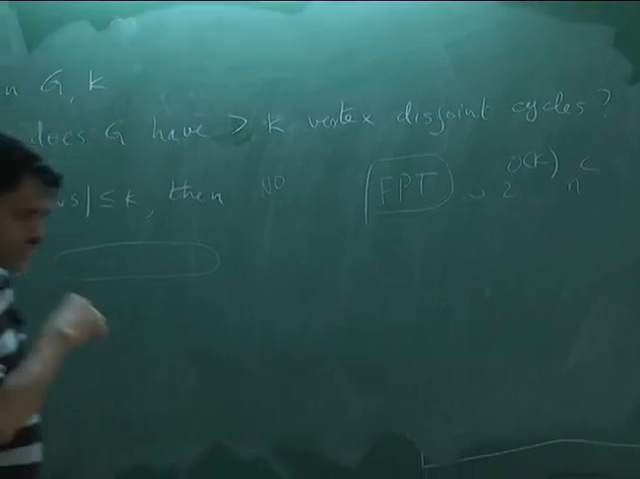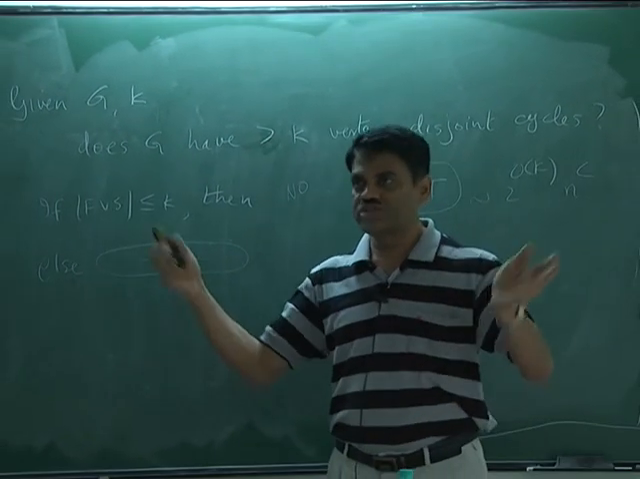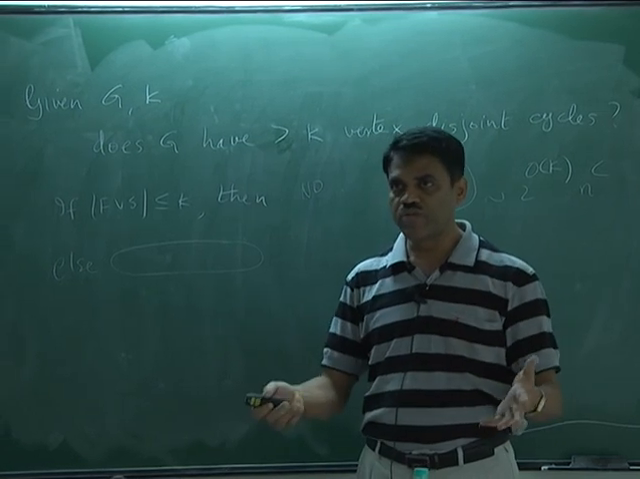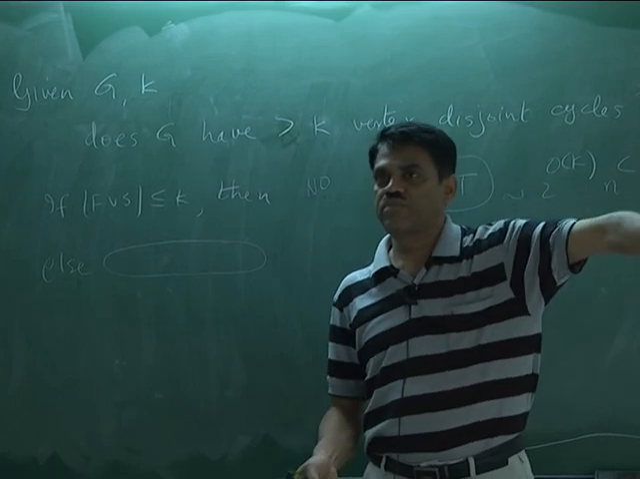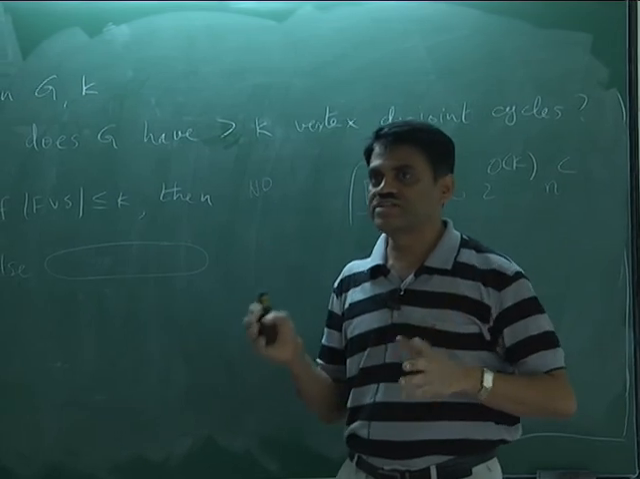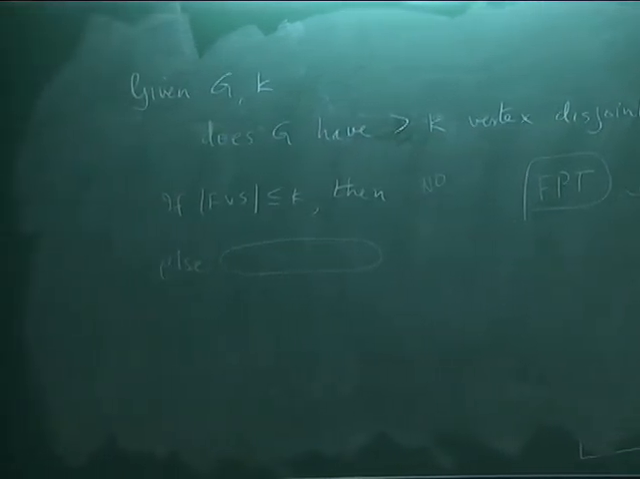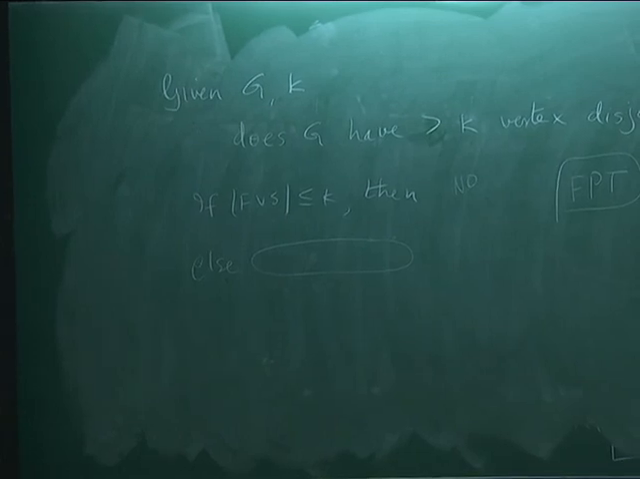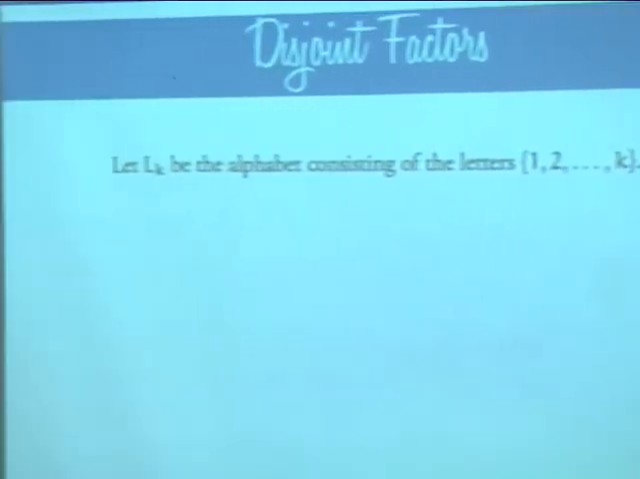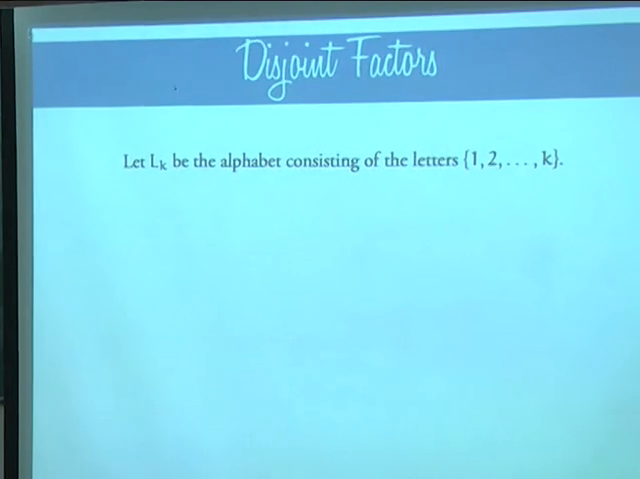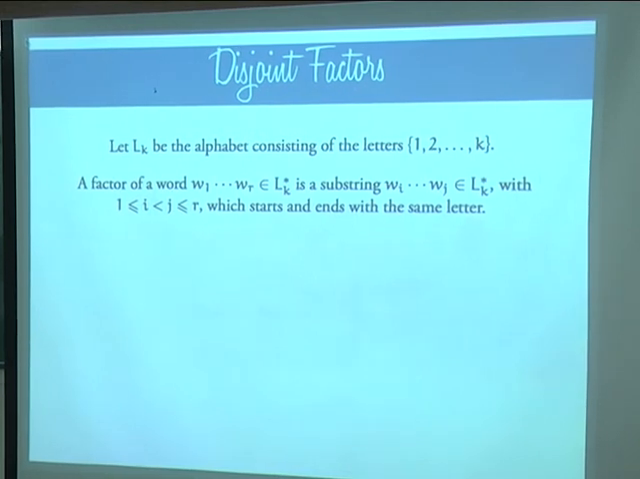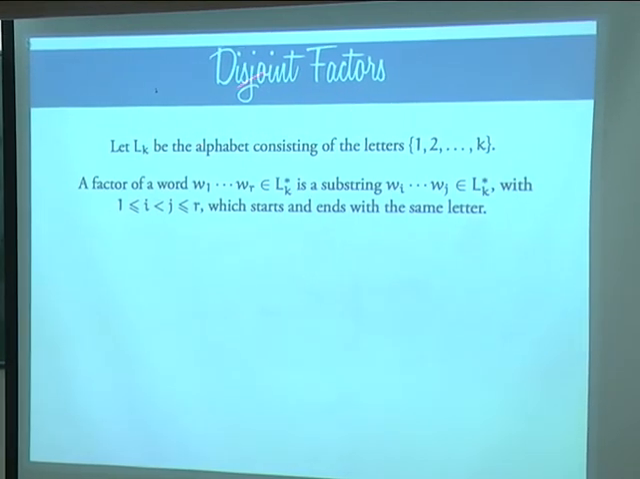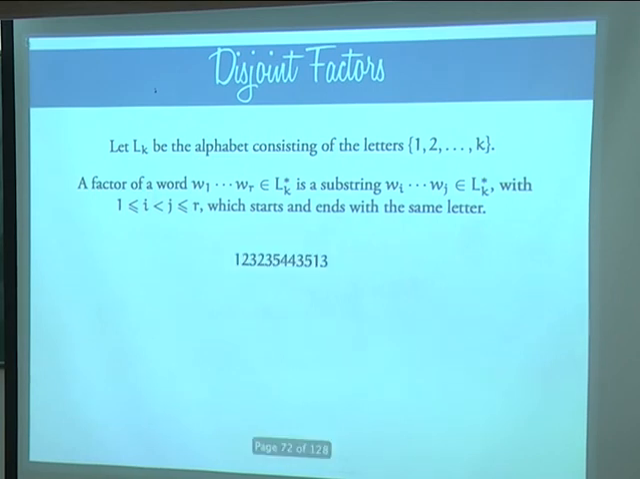But instead of directly trying to develop a composition for this problem, we are going to start with an intermediate problem, develop a composition for that problem, and then do a parameterized reduction from that problem to this problem. Okay. So, this is an example where we will have a non-graph problem, and we will talk about parameterized reductions and so on. So, the intermediate problem is the following. Clearly you will recognize the handwriting of the slides. Let Lk be an alphabet consisting of letters 1 to k. So, the problem is disjoint factors.